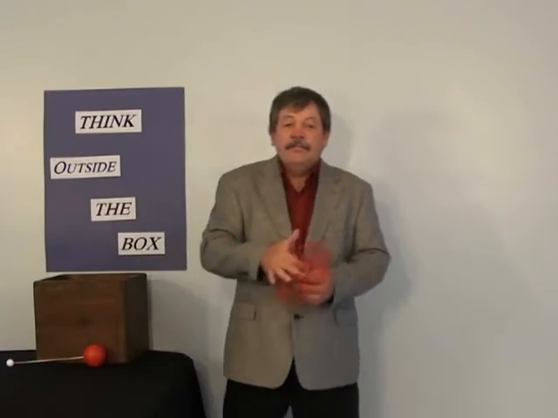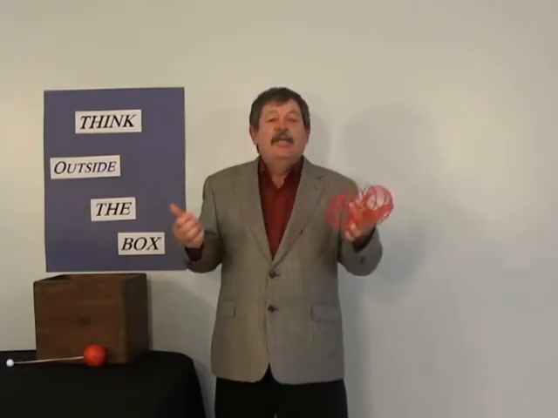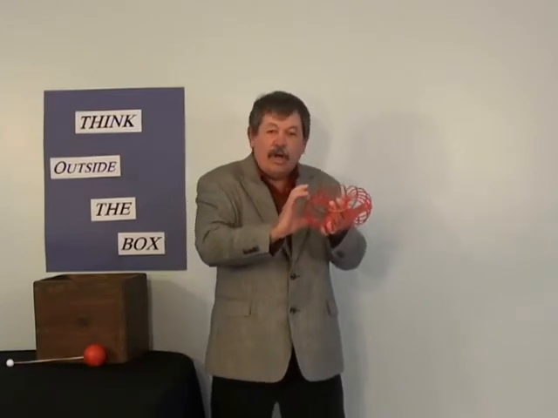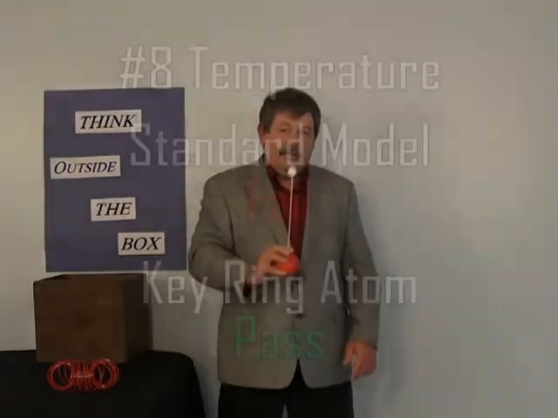Keyring atom, what causes hot and cold in temperature? As it gets hotter, the electron rings get bigger, and it'll be more bouncy. It's going to have more energy in it, and if it gets colder, it's going to get smaller and tighter. This passes. The Standard Model on temperature is a super colossal failure.